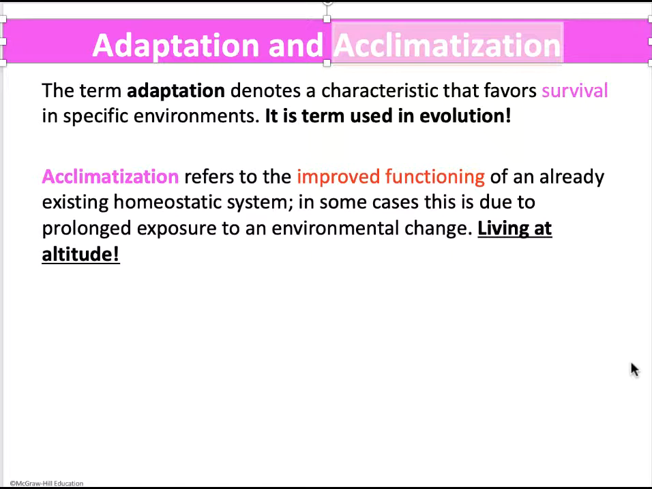So for instance, if I start climbing a mountain and I live on top of the mountain, then my blood will generate more red blood cells and carry more oxygen because my body has become acclimatized to living at high altitude. So this is a physiological use of the word, and this is an evolutionary use of the word. Please don't intermingle the two words.